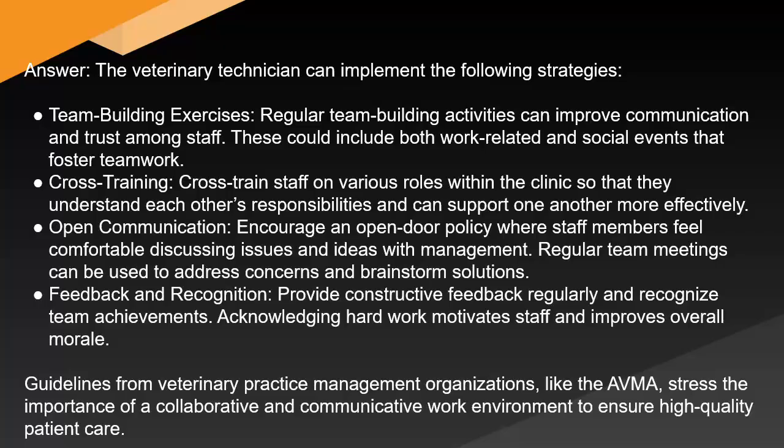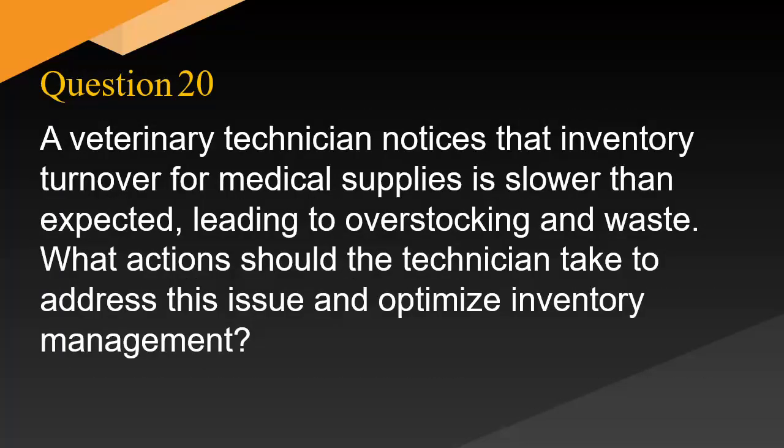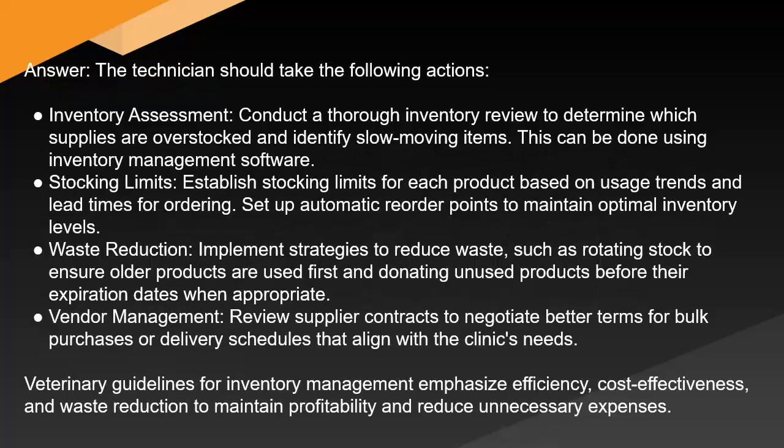ensure high-quality patient care. A veterinary technician notices that inventory turnover for medical supplies is slower than expected, leading to overstocking and waste. What actions should the technician take to address this issue and optimize inventory management? Answer: the technician should take the following actions. Inventory assessment. Conduct a thorough inventory review to determine which supplies are overstocked and identify slow-moving items. This can be done using inventory management software.